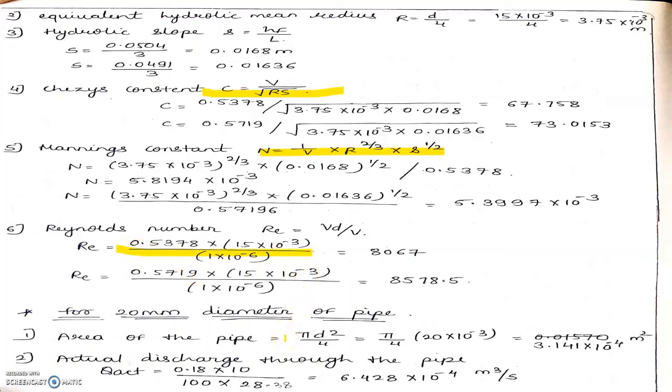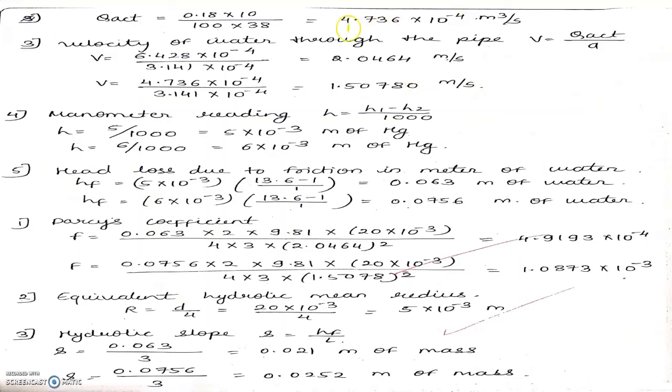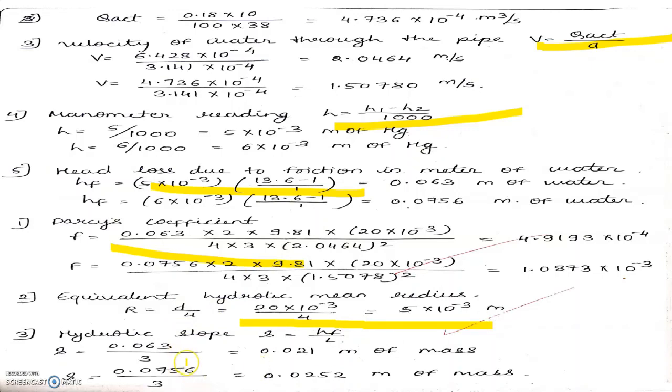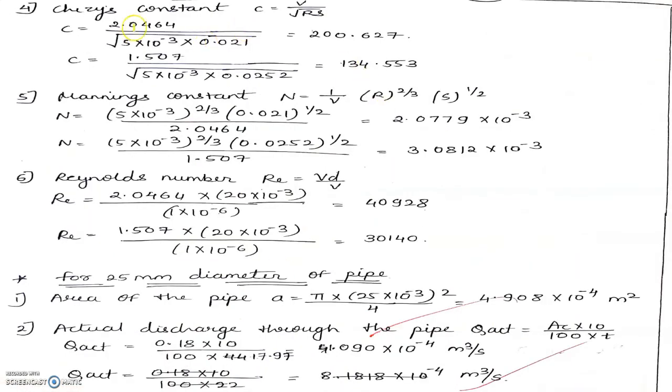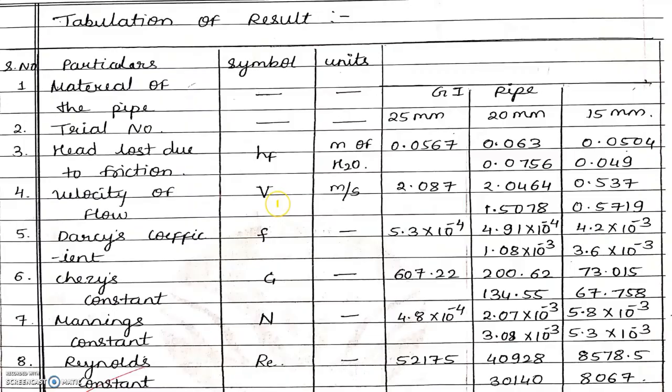Again, for the 20 mm diameter pipe, they have done the same thing. They got the area first, calculated Q actual, then the velocity, the manometric reading, the head loss due to friction, the Darcy's coefficient, the equivalent hydraulic mean radius, the hydraulic slope, Chezy's number, Manning's number using this formula, and the Reynolds number using this formula. They got the values. In the same way, for the 25 mm diameter pipe also they have done all these things.